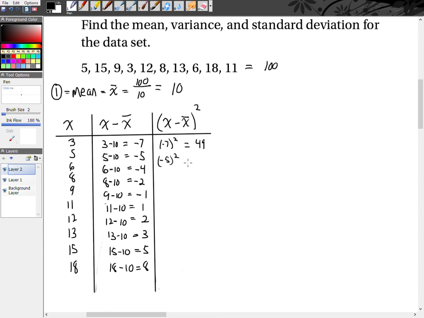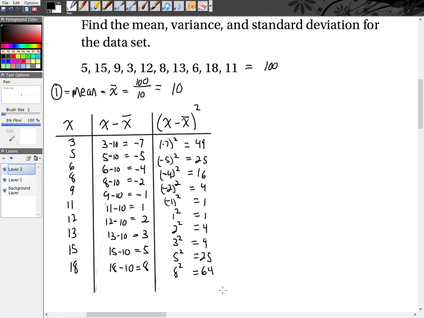Negative 5 squared is 25. Negative 4 squared is 16. Negative 2 squared is 4. Negative 1 squared is 1. 1 squared is 1. 2 squared is 4. 3 squared is 9. 5 squared is 25. And 8 squared is 64. A lot of work, I know, it's a lot of steps, but each step in itself is not really that difficult.